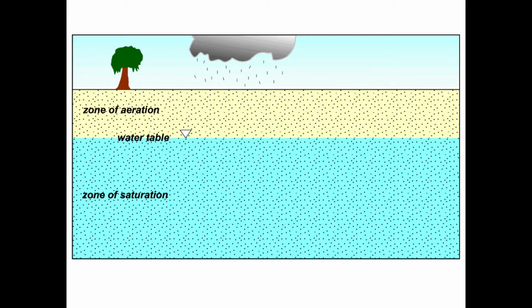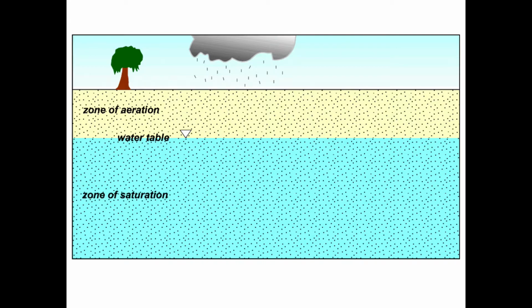So the water table is the upper limit of the saturated section. So if you look at the diagram in front of you, the blue means it's completely saturated with water. Above that, there is water, but it isn't saturated. There's also some air, hence zone of aeration.